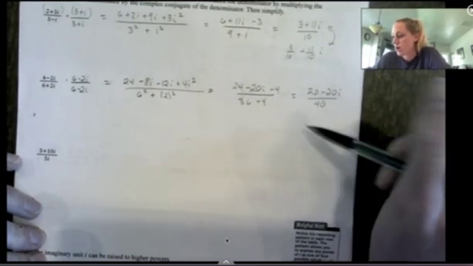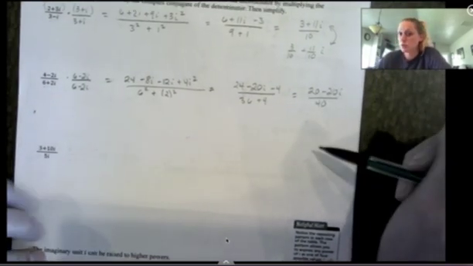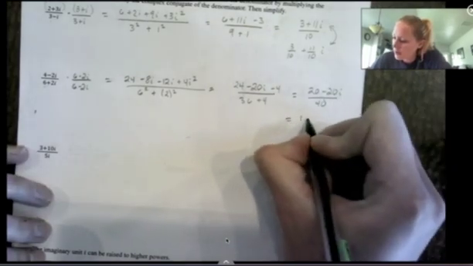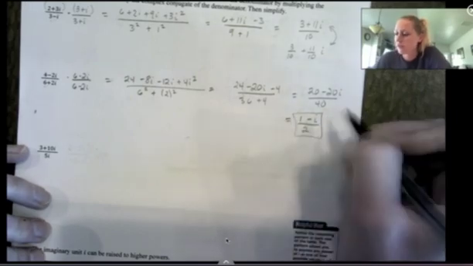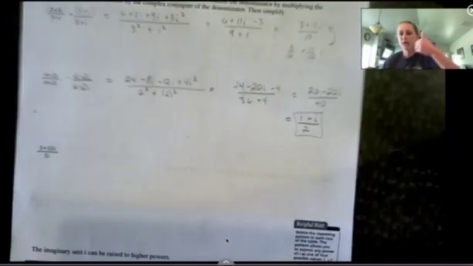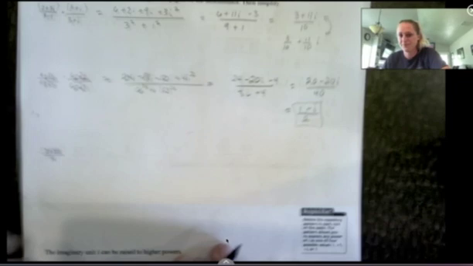Simplifying here, all three of those numbers divide by 20. So I can simplify a little further: 1 minus i over 2. So this would be our most simplified. And again, I could break that into A and B components, but this is just fine.